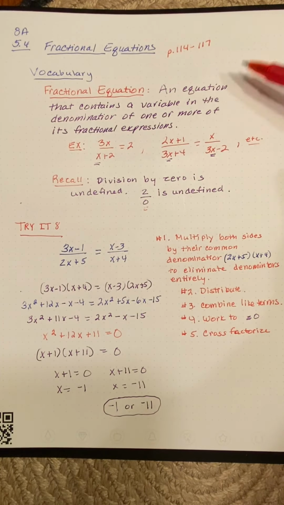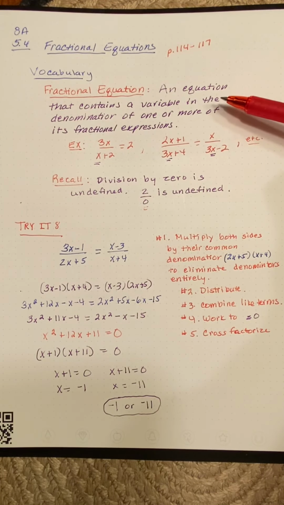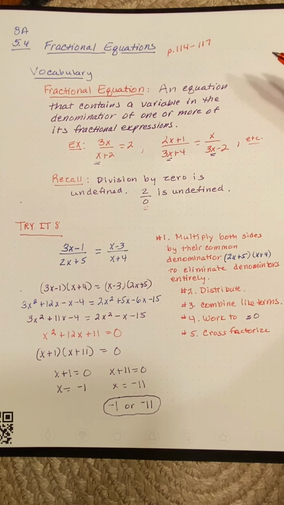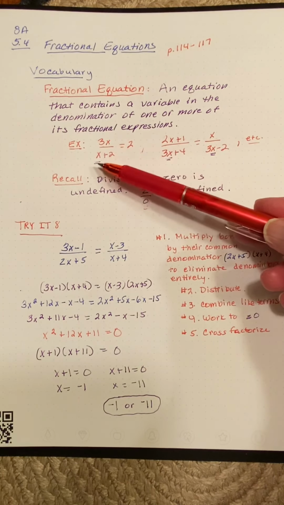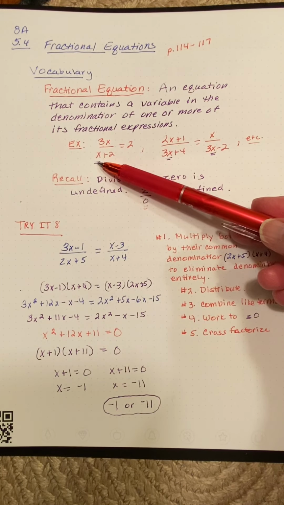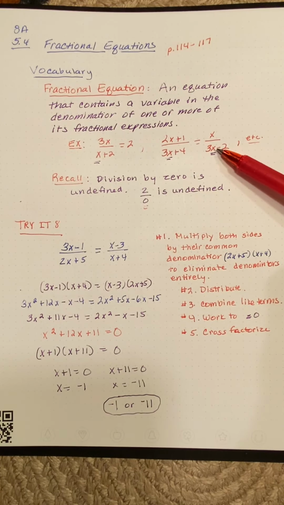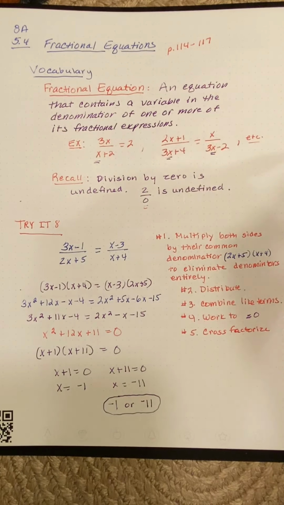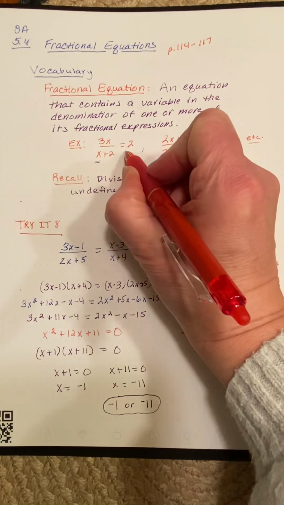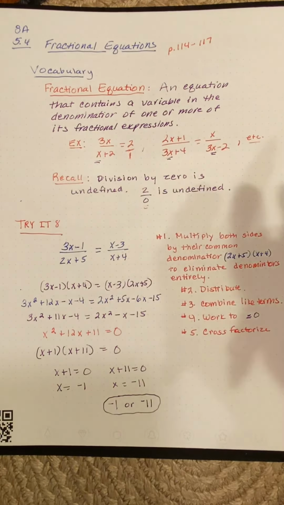Basically, the official explanation is an equation that contains a variable in the denominator of one or more of its fractional expressions. So in this fractional expression, we have x in the denominator, as we do in this fraction as well. This fraction is going to equal the whole number 2, which, if you remember, written as a fraction always has 1 in the denominator.